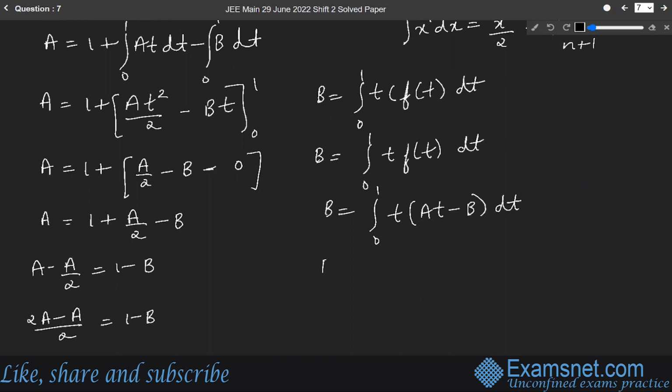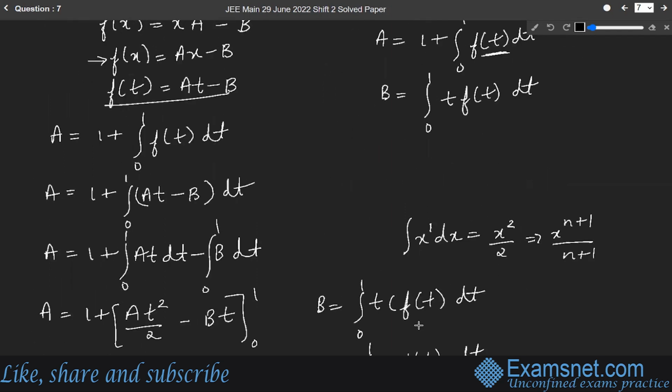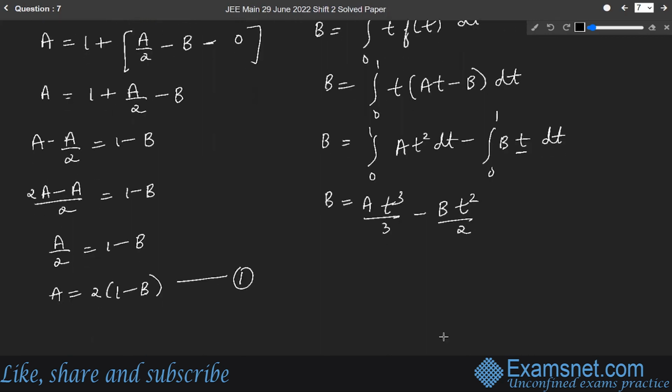Now when we multiply t, this expression will be b is equal to integral of 0 to 1 at square dt minus integral of 0 to 1 b into t, that is bt dt, right? Again we have to integrate this. So integral of 0 to 1 at square, now a is a constant. Integral of t square dt will be t power 2 plus 1 upon 2 plus 1. So t cube upon 3 minus b is a constant. Now integral of t dt will be t square upon 2 by using the formula, which is integral of x power n dx is equal to x power n plus 1 upon n plus 1, right? So this is the value of b, and here the limits are again 0 to 1.